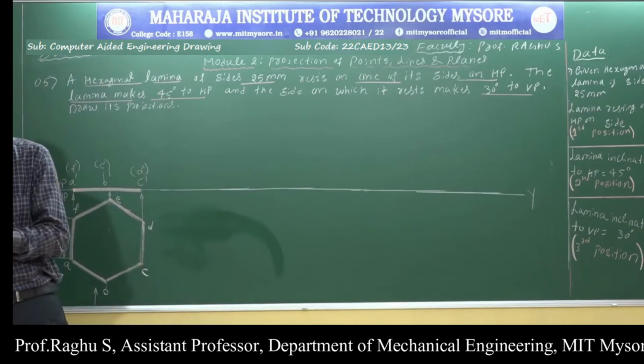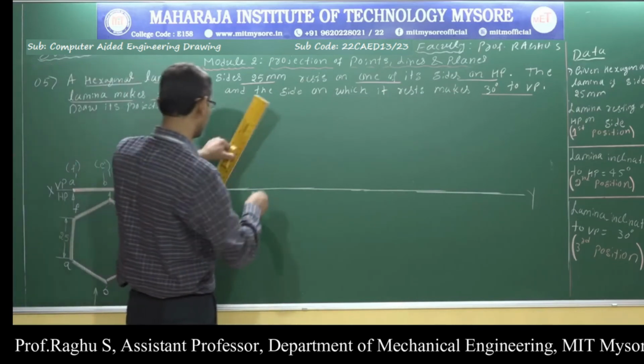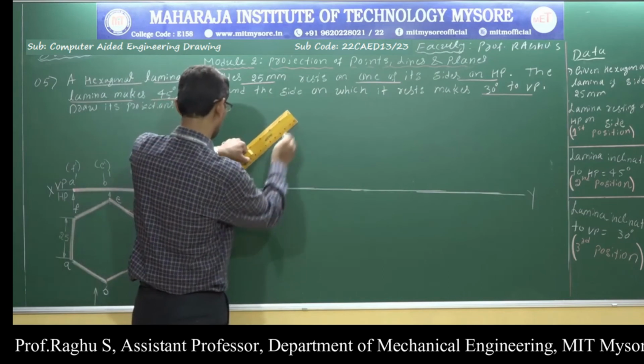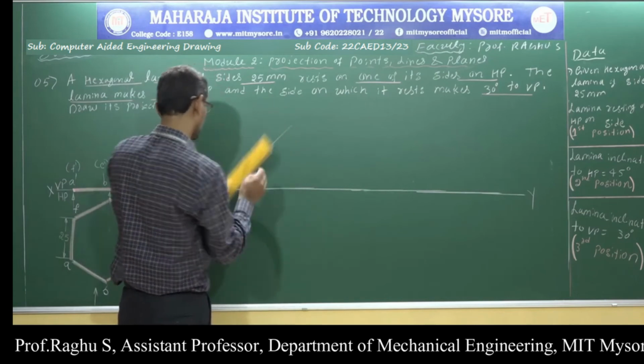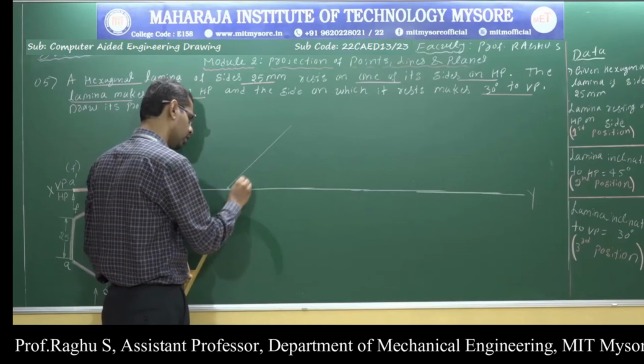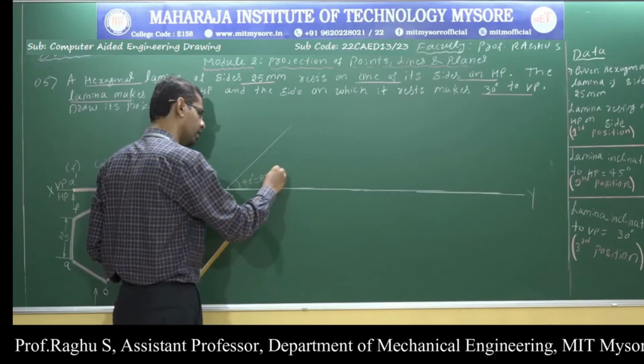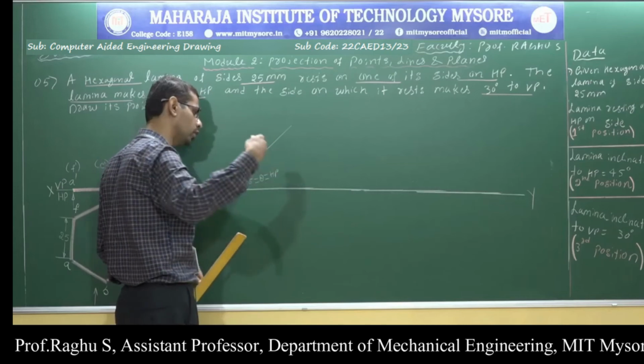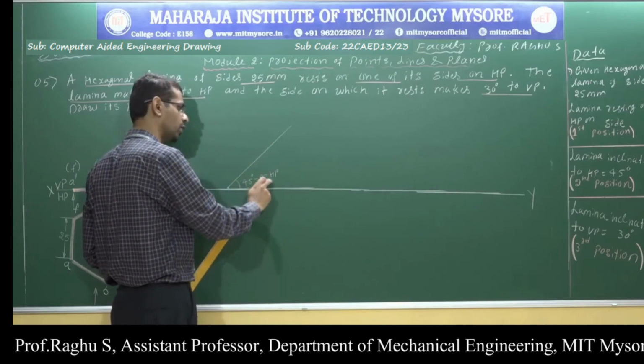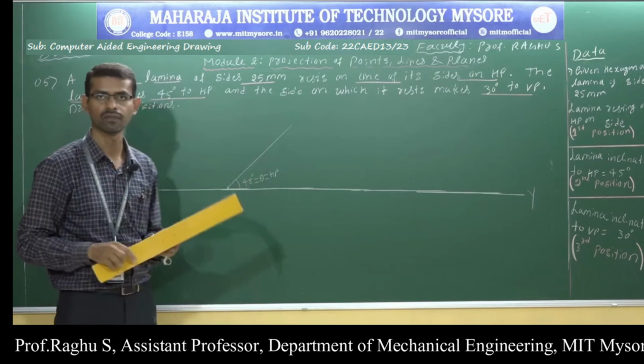Now to write the front view, draw a 45 degree line. At any point on the XY line, take 45 degrees theta with respect to HP. HP inclinations are visible in the front view, and the front view comes on the vertical plane. That's why I have drawn the 45 degree line. Next.